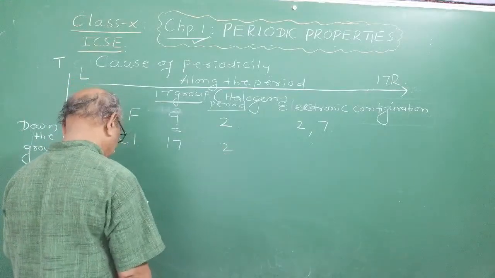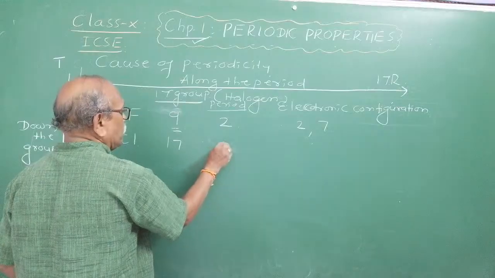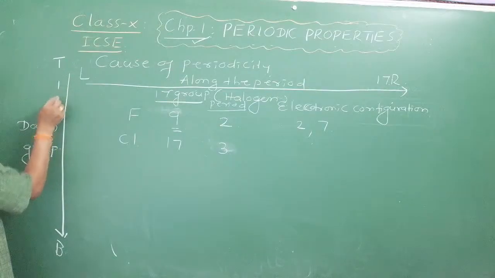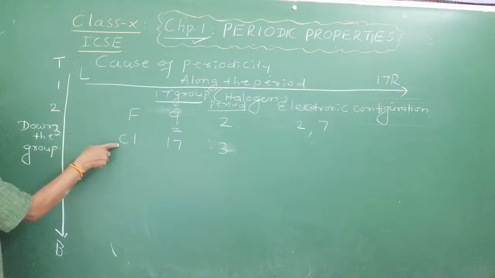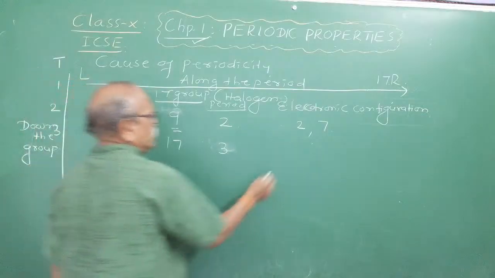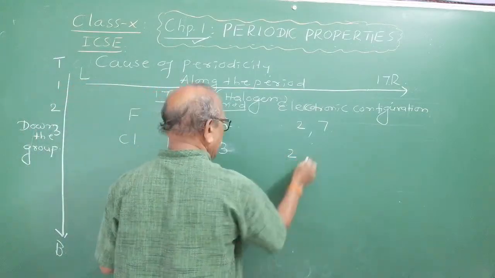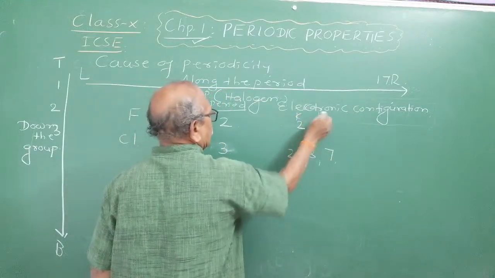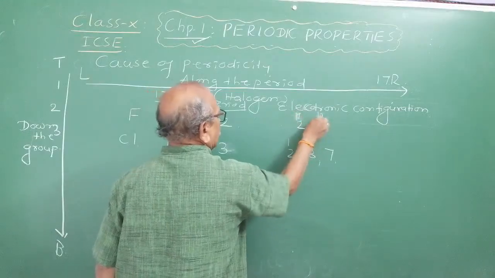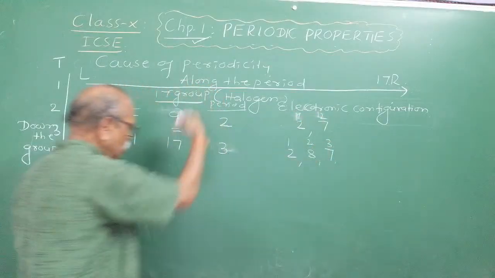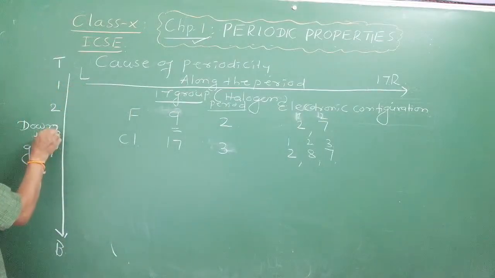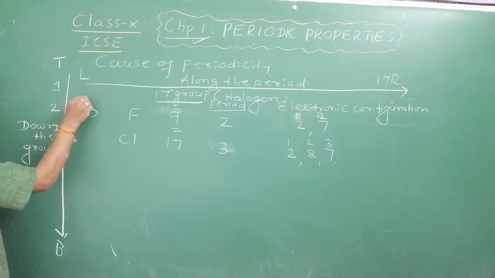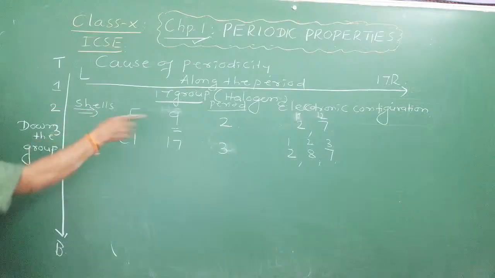Sorry, down the group, at every period, chlorine is present in the third period. This is period number 1, period number 2, period number 3. For period number 3, the electronic configuration is given by 2, 8, 7: K shell, L shell, M shell. Down the group, if you continue, at every period, that period number corresponds to the shell in which electrons are present. Remember, the shells in which electrons are present.